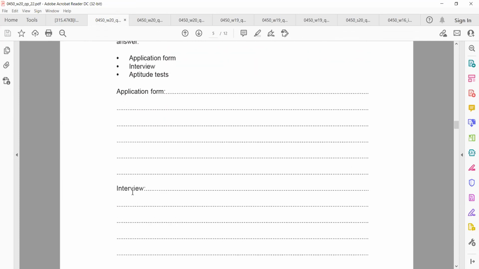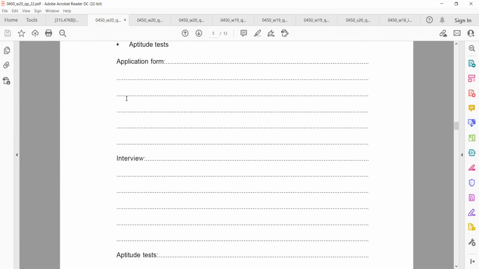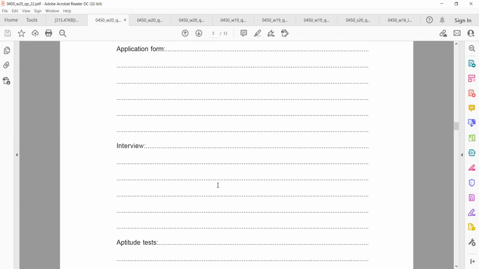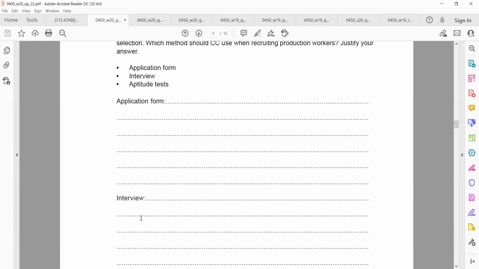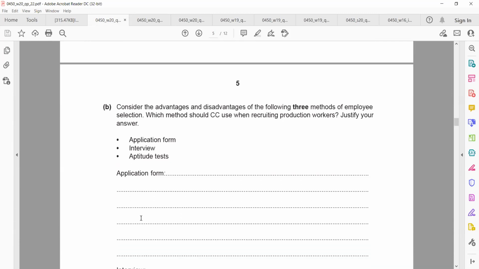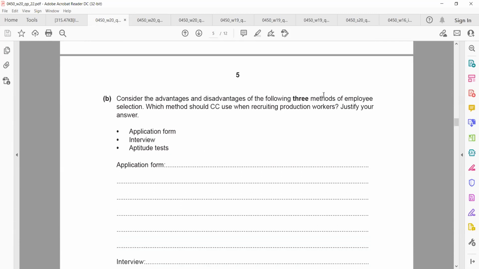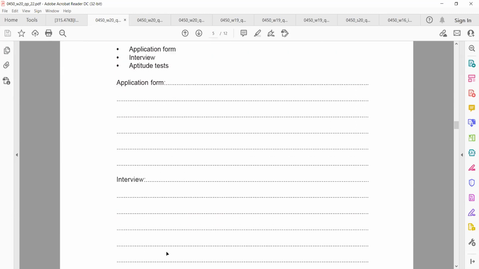Second type is section 1, section 2, section 3, conclusion. So in this question, consider the advantages and disadvantages of the following 3 methods of employee selection. So we have application form, interview, aptitude test. 3 methods. Which method should CC use when recruiting production worker? Justify your answer. So we have 3.